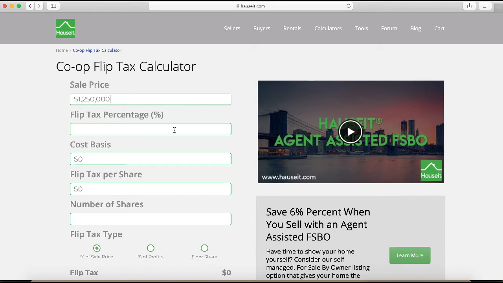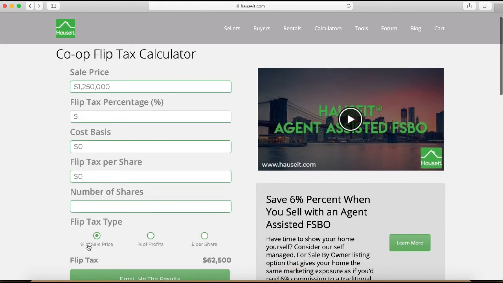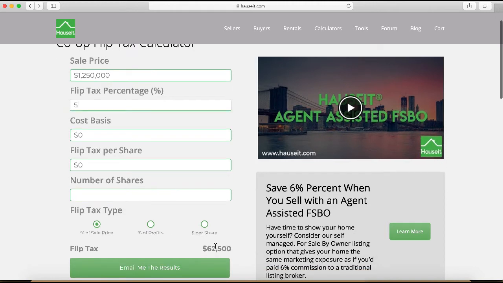And we can start with the first example and say that the flip tax is 5% of the sale price. The default option selected here is percentage of sale price, primarily because that's the most common outcome for flip tax that you'll see in the city. So as you can see, it's automatically calculated your flip tax.